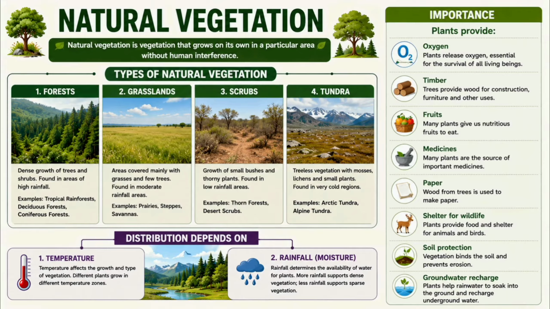Grassland: areas covered mainly with grasses and few trees, found in moderate rainfall areas. Examples: prairies, steppes, savannas. Scrubs: growth of small bushes and thorny plants found in low rainfall areas. Examples: thorn forest, desert scrubs. Tundra: tundra vegetation with mosses, lichens and small plants found in very cold regions.